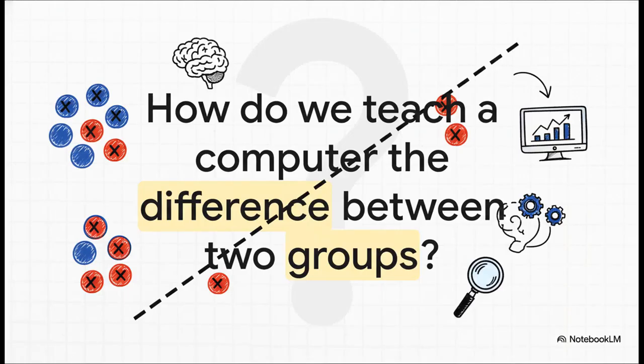So let's start with a really core problem in machine learning. Imagine you've got this big pile of data, and you know it belongs to two different categories. How in the world do you find the absolute best possible line to separate them? It's a fundamental challenge, and believe me, LDA offers a pretty brilliant solution.